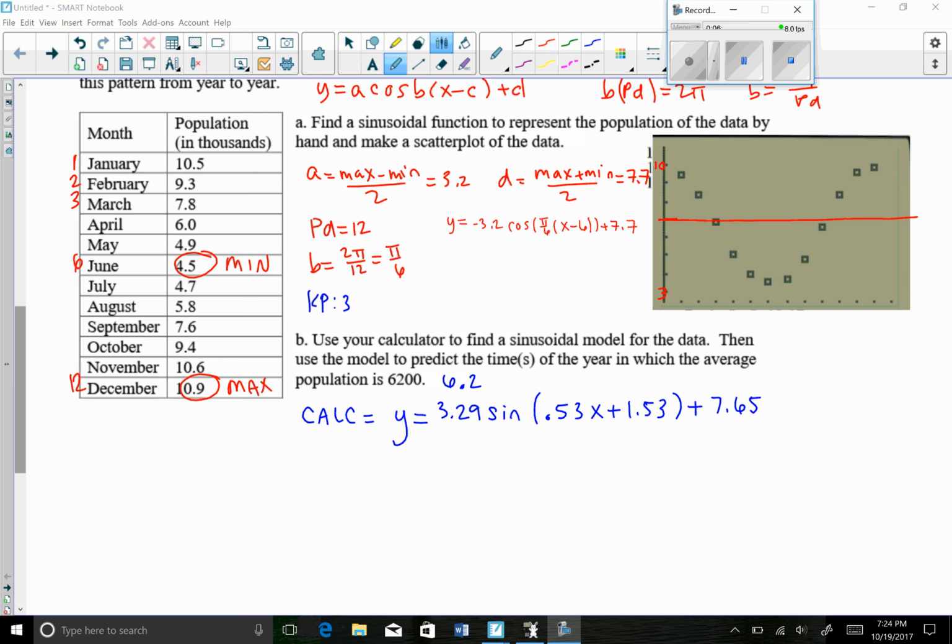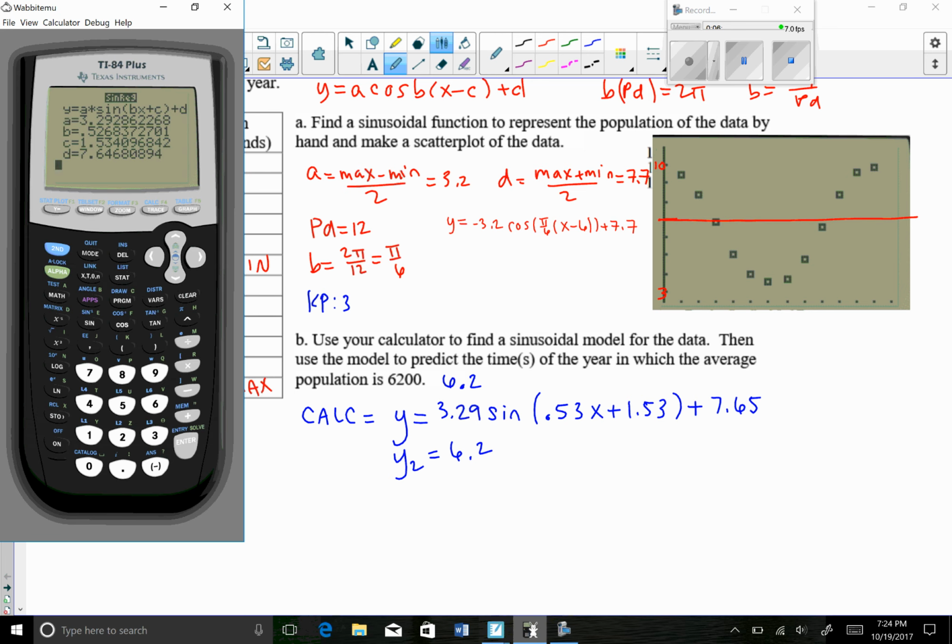So now that I have this, it says we want to use the model predicted times a year which the average population is 6,200, or we're going to use 6.2. So this is already plugged into Y1. That's what we did when we plugged it into our YVAR. So in Y2, I'm going to plug in 6.2 and look at the intersection.